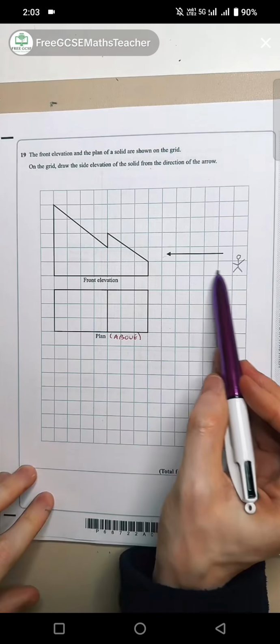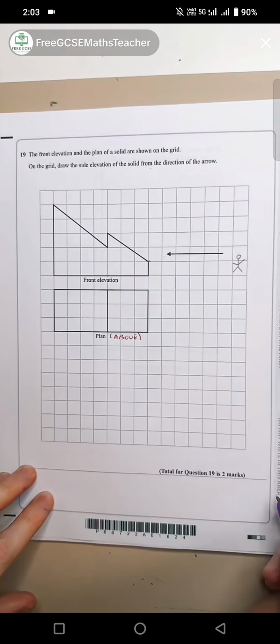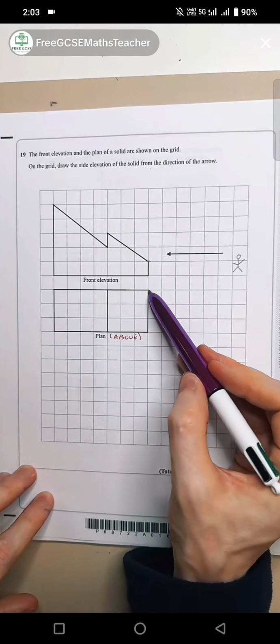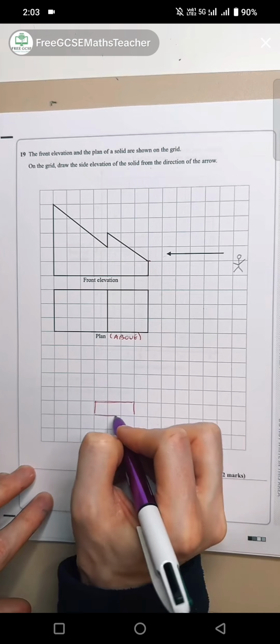So what would you see if you're as far back here looking on? Well, you'd see here, first of all, the first line you'd see is where it stops here. So it have a height of 1 and the width here is 3. So it'd be a rectangle of 1 by 3, obviously using a ruler and a sharp pencil.